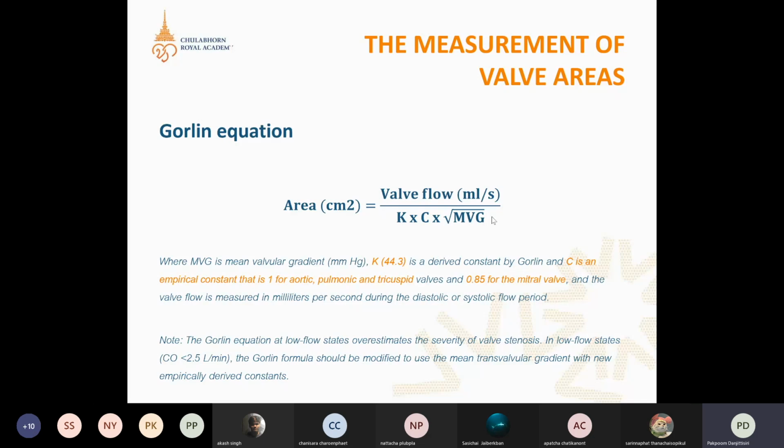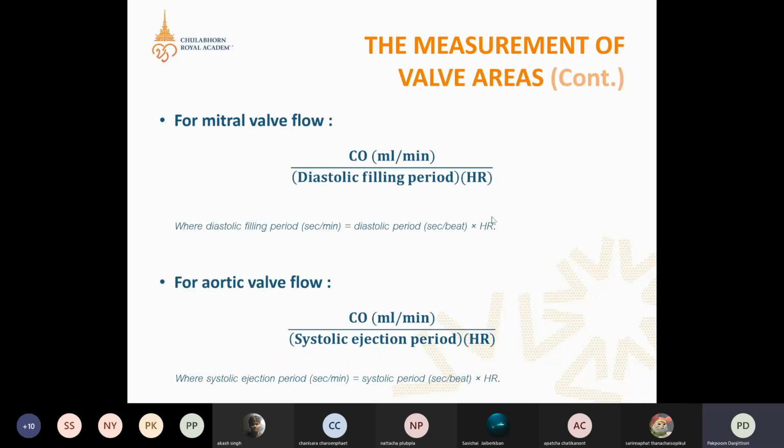Let's take a look at where you can get the valve flow. You can calculate the valve flow following this equation. For mitral valve flow, you take the cardiac output, divide by the diastolic filling period, and then multiply with heart rate, where the diastolic filling period equals the diastolic period multiplied with heart rate. And for aortic valve flow, cardiac output divided by the systolic ejection period multiplied with heart rate.